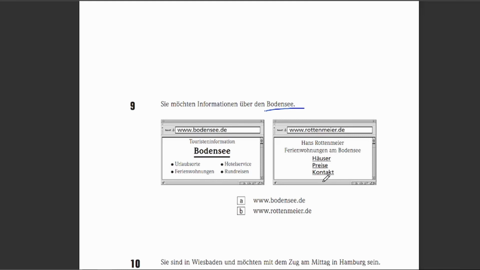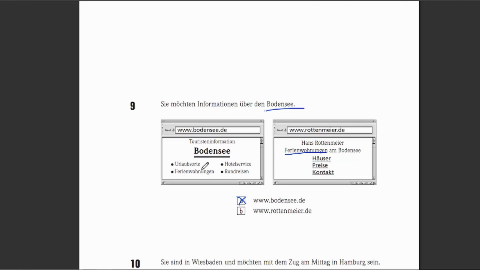Okay. Here there are places. If you want to stay in a location, here it is given. But for more information, Touristeninformationen, Urlaubsorte, here you have more compared to here. So I'll go for Bodensee. This is the most suitable one here, Touristeninformationen, because we wanted more information.